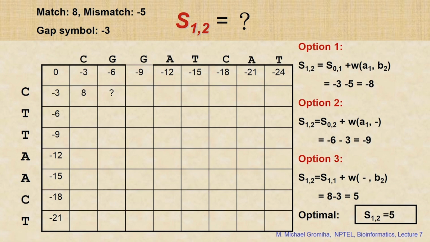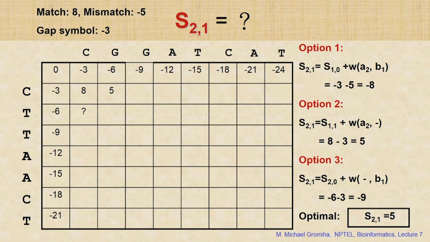So, what is the value here? What are the possibilities? The numbers from here, what is the number? Minus 8, this way minus 9 and this way 5. So, 5 is the maximum. So, you put 5 here. So, now this 5. So, what number here?